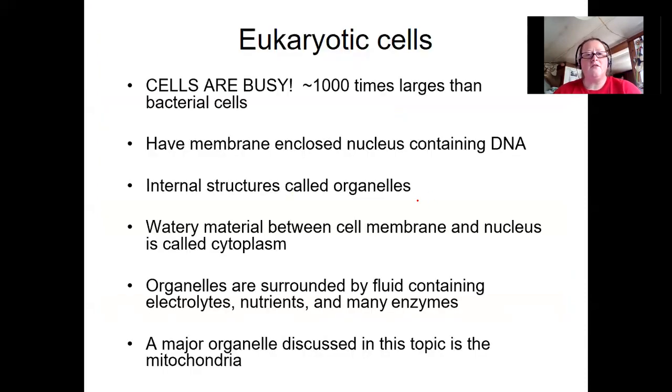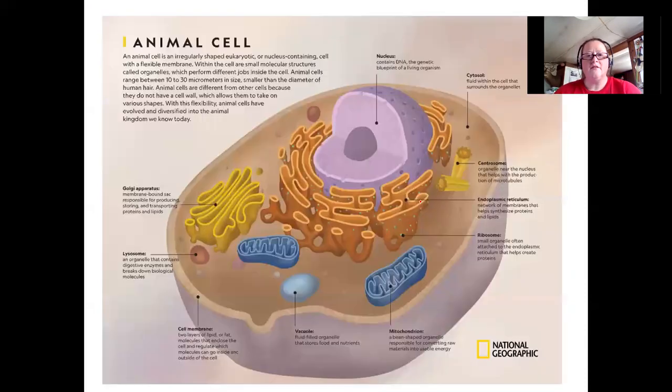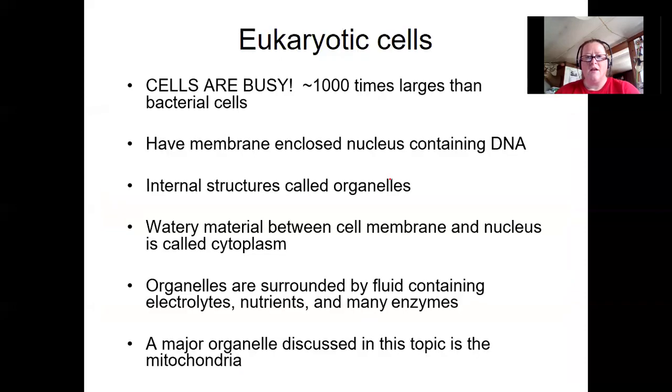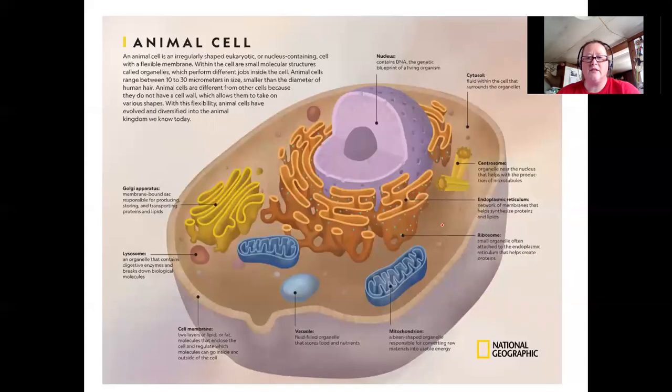It has internal structures, which are organelles. And here are some of the internal structures within there. We have a centrosome, a mitochondria, vacuoles, lysosomes, Golgi apparatus. Those are called organelles. And there's a watery material between the cell membrane and the nucleus, and that's referred to as the cytoplasm. So this right in here is the cytoplasm.